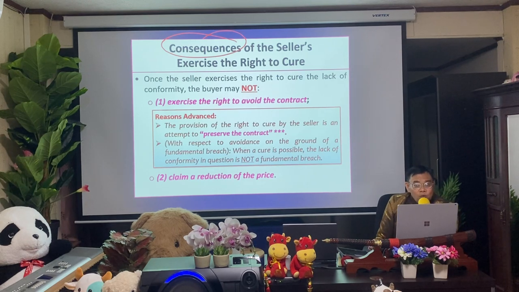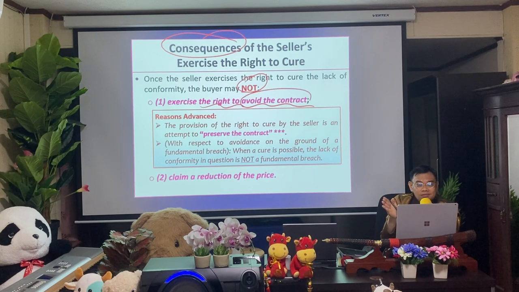First, when the seller wants to cure, provided that the cure does not cause unreasonable inconvenience to the buyer, the buyer will have to accept the cure, and from then on the buyer may not exercise the right to avoid a contract. The intention of the CISG is that once the seller wants to cure and the cure does not cause unreasonable inconvenience to the buyer, the buyer will have to allow the seller to go ahead with the cure. And during the period of curing, the buyer may not avoid a contract.